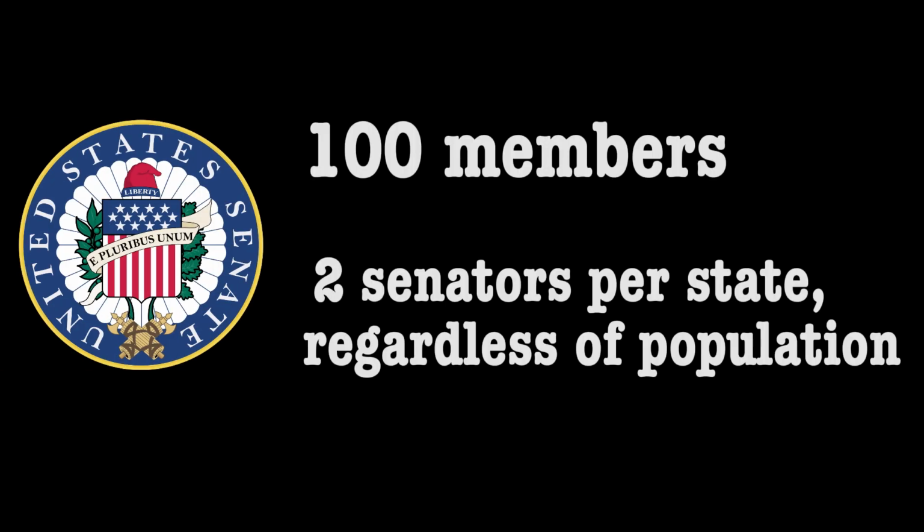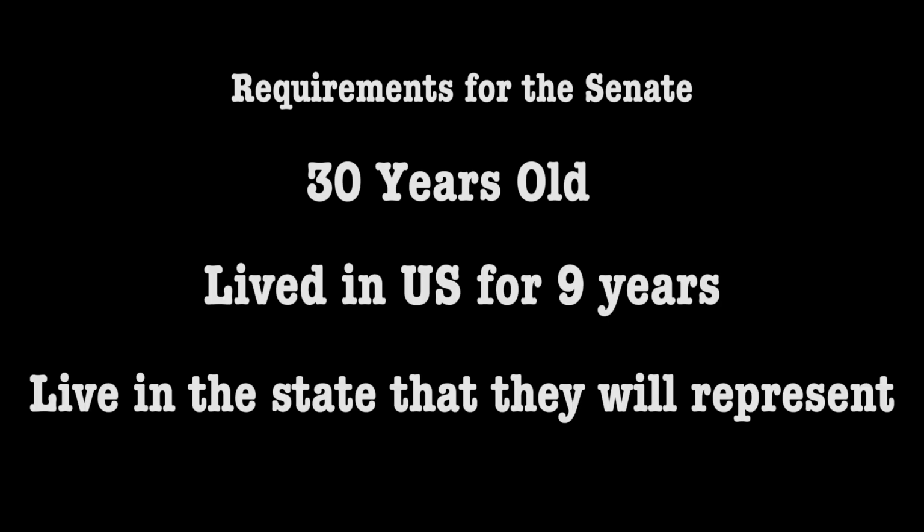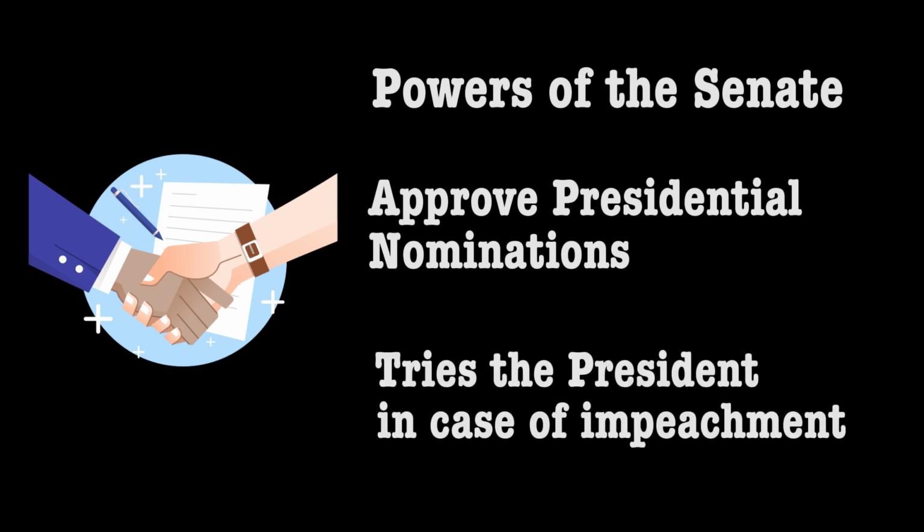The Senate is made up of 100 members. Each state gets 2 senators regardless of the state's population. To run for the Senate, a person must be at least 30 years old, have lived in the U.S. for 9 years, and live in the state that they will represent. The Senate has the power to approve presidential appointments and treaties, and when the House decides to impeach a government official, it's the Senate that tries them. The senators serve 6-year terms and are re-elected every even year.